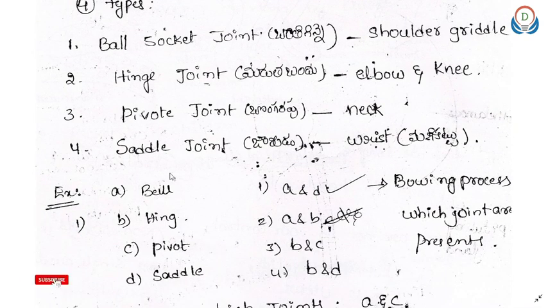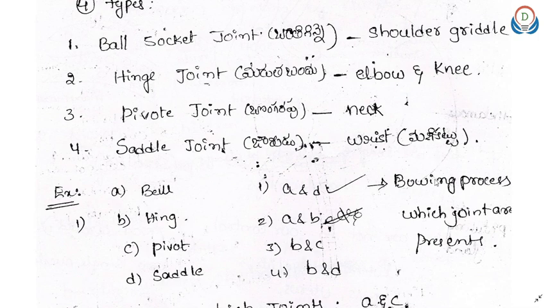For example, like I just gave an example. Say A is a ball and socket joint, B is a hinge joint, C is a pivot joint, and D is a saddle joint.